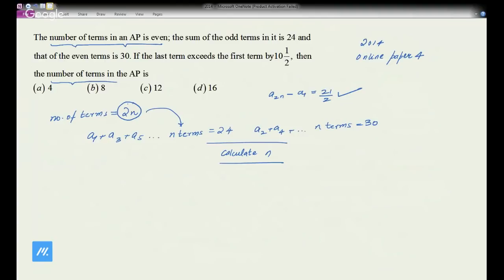Clear, guys? Any doubts in this? Okay. So this is what I wanted to teach in this particular question, that whenever you are solving, when numbers of terms are given, solve like this. Let's move to the next part.